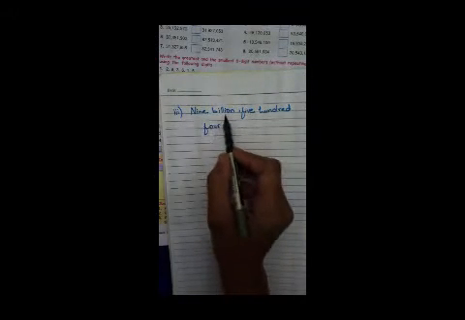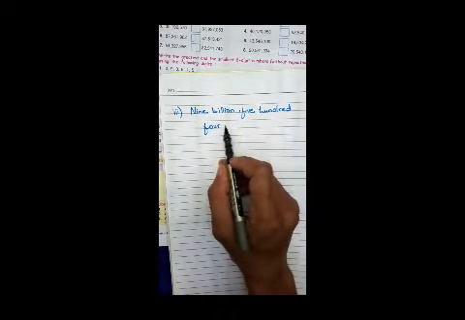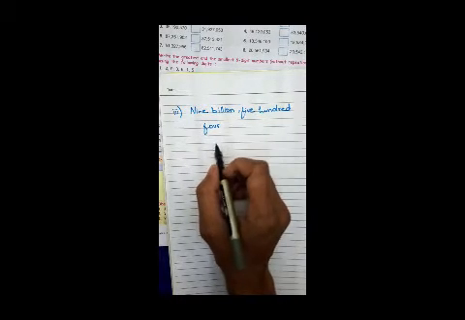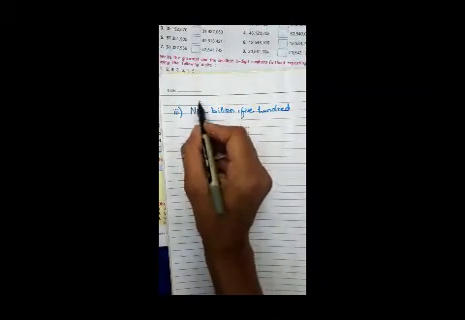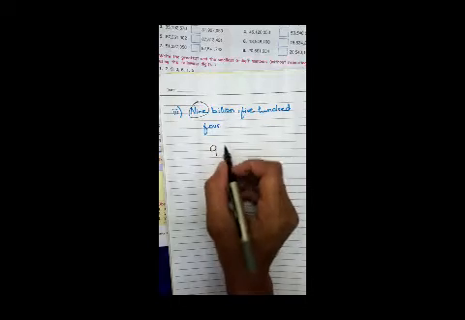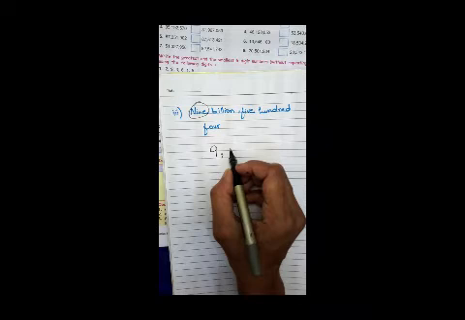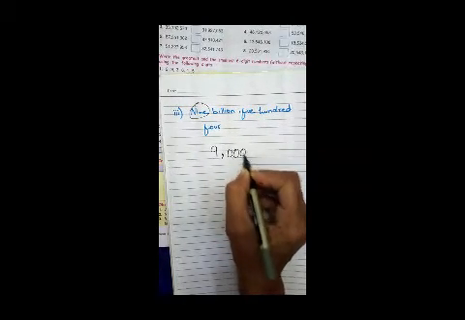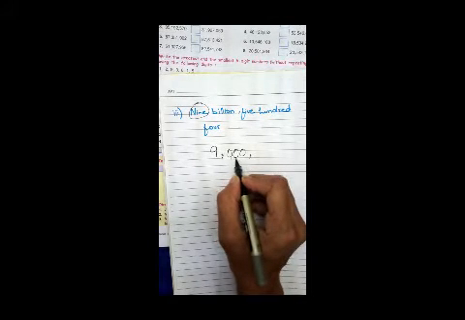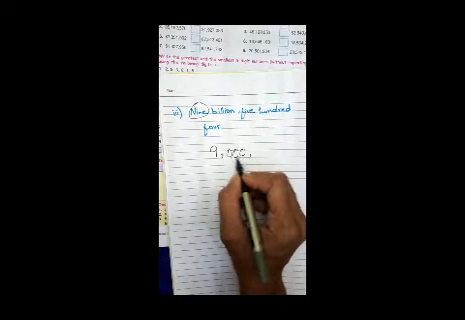Here is your 9,504. Here the positions of thousand and million are not given. So start from which digit? 9. 9 billion, 9 comma. The digits of millions are absent here. So write here 0, 0, 0. This 0 for hundreds, this 0 for tens, this 0 for ones. Good. So this is the position of million.